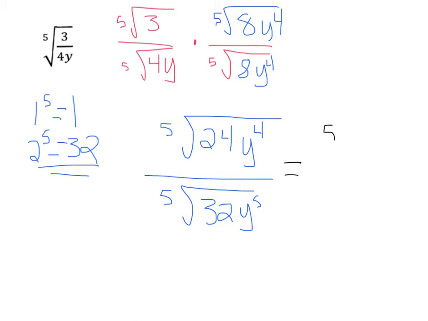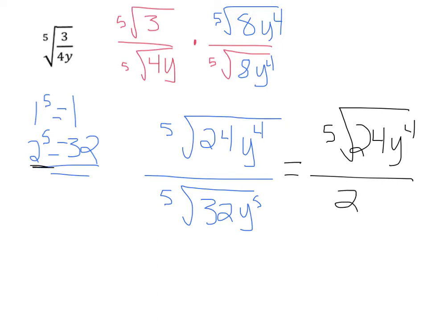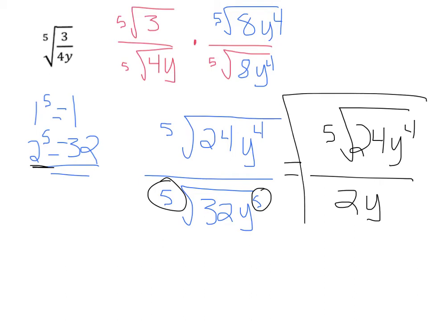Continuing to simplify it down, on the top I would still have the fifth root of 24 y to the fourth, because that can't be simplified anymore. And then the fifth root of 32 I know is 2. And the fifth root of y to the fifth, we know there's a 5 out here, so we can divide our exponent of 5 by 5, which leaves us with just y to the first power. So my answer would be the fifth root of 24y to the fourth all over 2y.